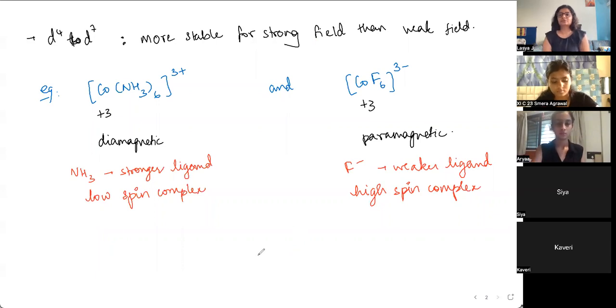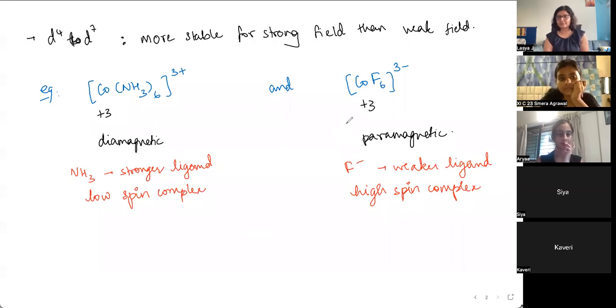Okay. So Smera, if you recall, when we were doing VBT, we needed to know the magnetic moment first to figure out what would be the shape and electronic configuration and all of that. But with CFT, you just look at what is the metal, what is the ligand, and you can predict all of these properties. Same example we did in VBT. I took those examples only, so that you get to see how we can apply these principles and get a better idea with CFT.